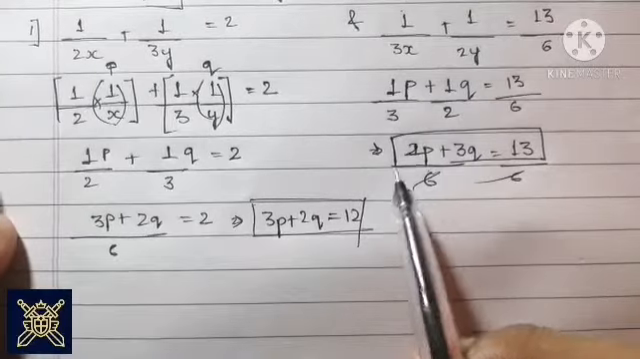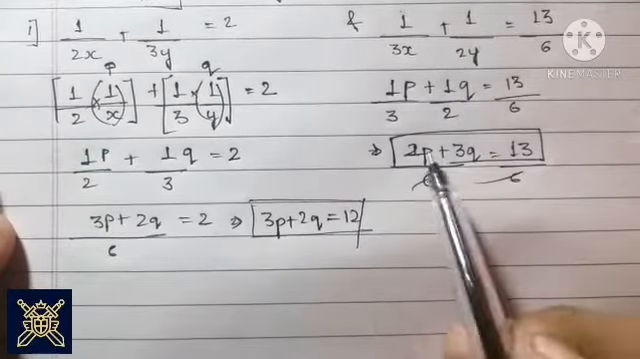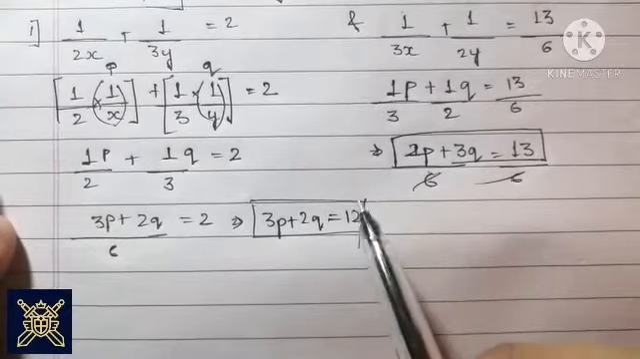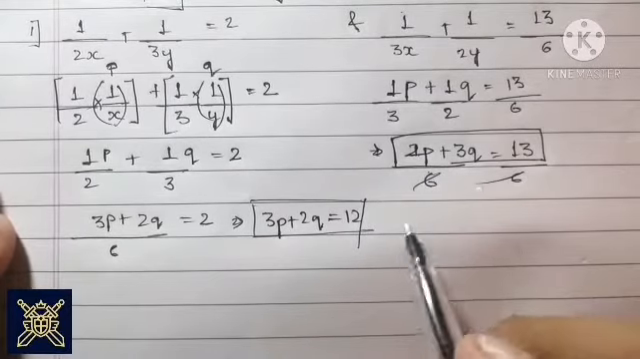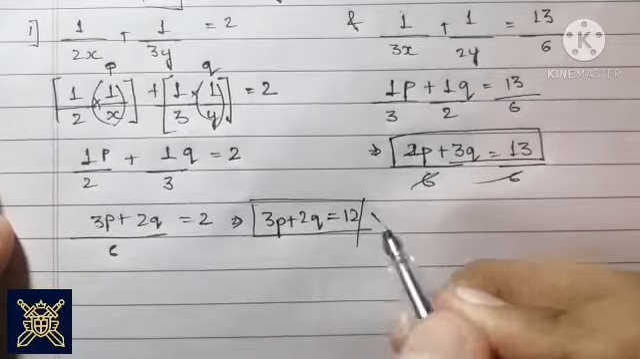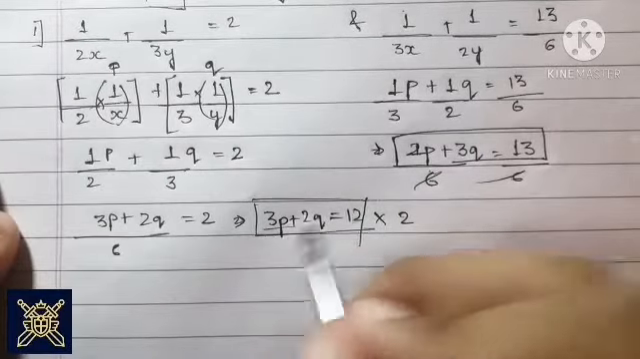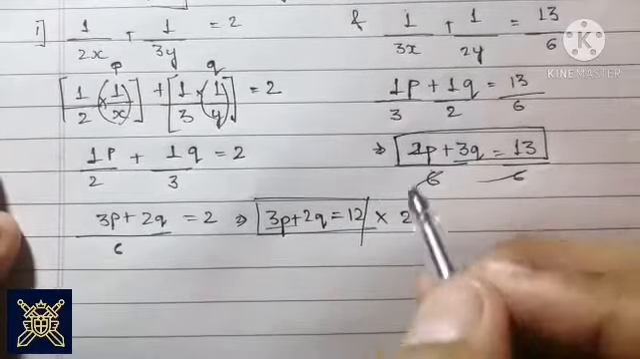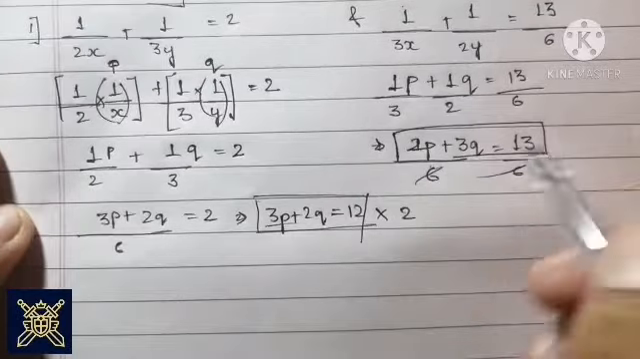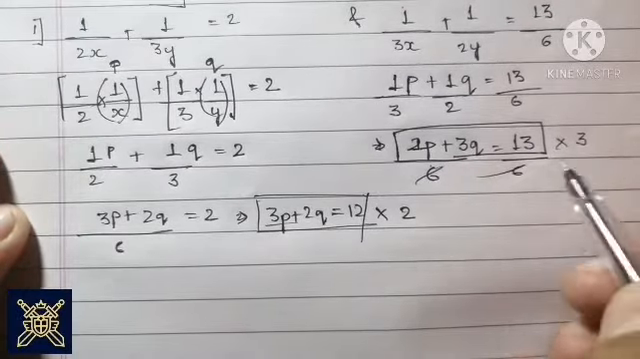Now as you can see again, the variables have no common coefficient, so you cannot solve by elimination method until you multiply them. We want to eliminate this 3p. So for 3p and 2p, the LCM will be 6p. So we multiply this equation by 2, and this equation by 3.